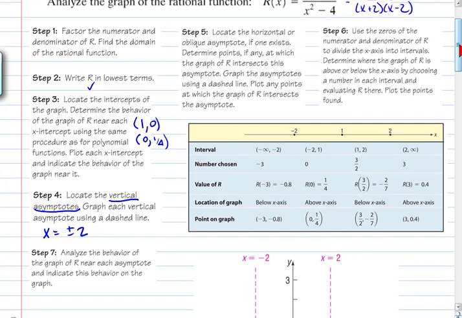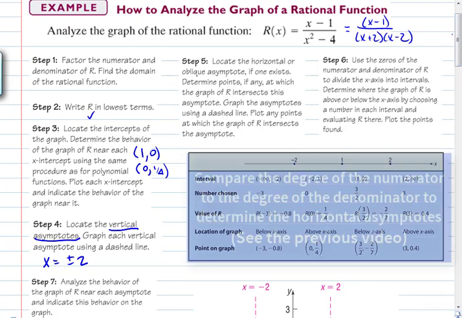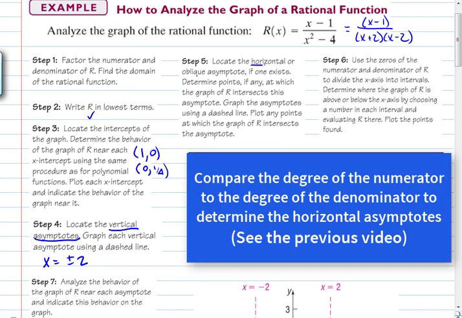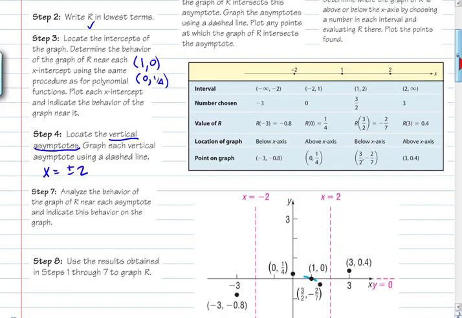Step 5 says to locate the horizontal or oblique asymptotes. Which will we have here, horizontal or oblique? Horizontal. So we have a horizontal asymptote where? At y equals 0. The x-axis is a horizontal asymptote because the degree of the numerator is 1, the degree of the denominator is 2.